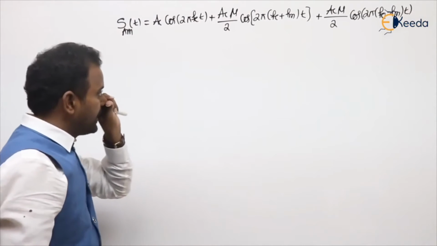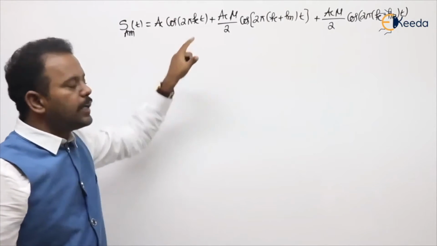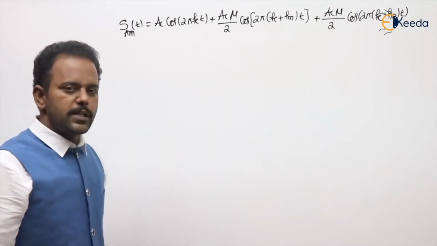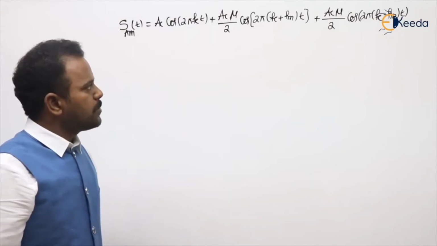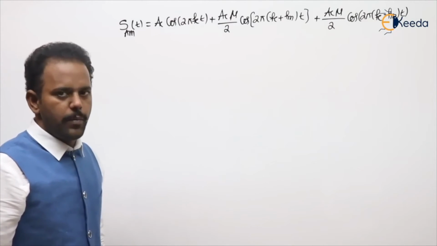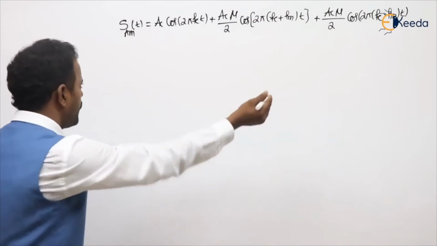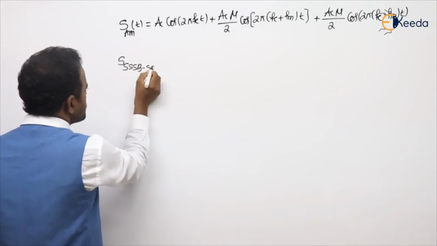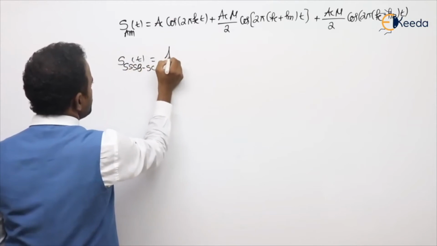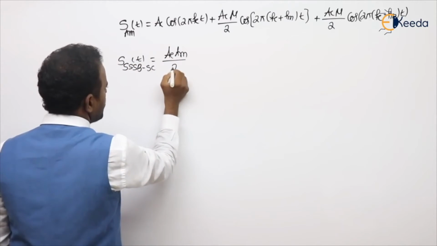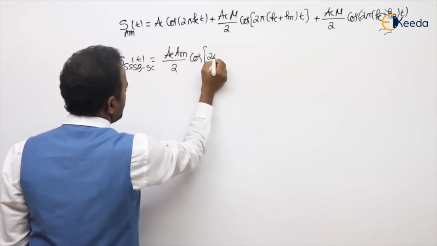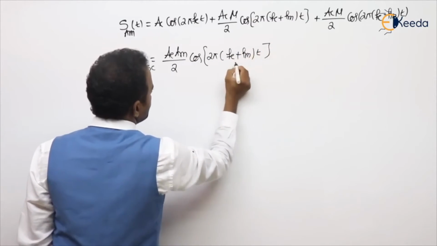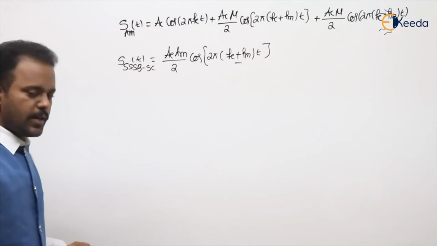Are you following my point? The single-tone expression of AM is Ac cos 2π fc t, the carrier, Ac μ/2 cos 2π(fc + fm)t, the upper sideband, and Ac μ/2 cos 2π(fc − fm)t, the lower sideband. Now follow. What is the single-tone expression of SSB-SC? In SSB-SC we have either the upper or the lower sideband. Upper sideband means fc plus fm, lower sideband means fc minus fm.